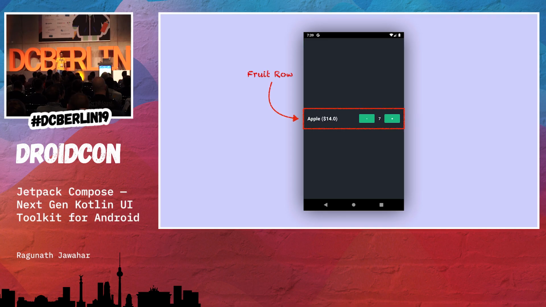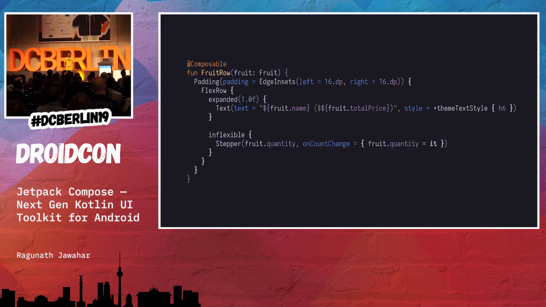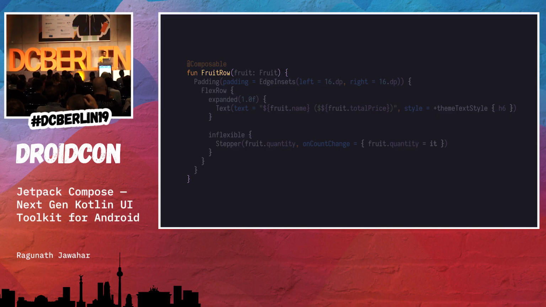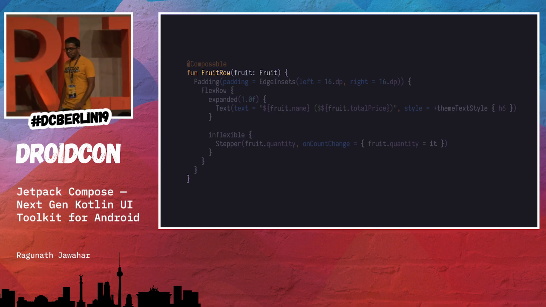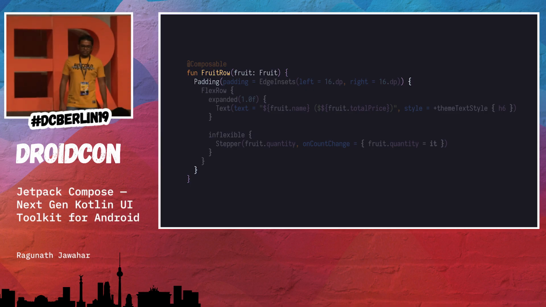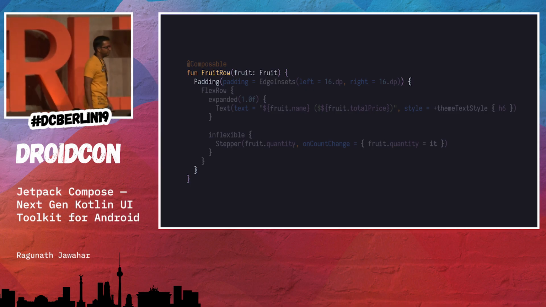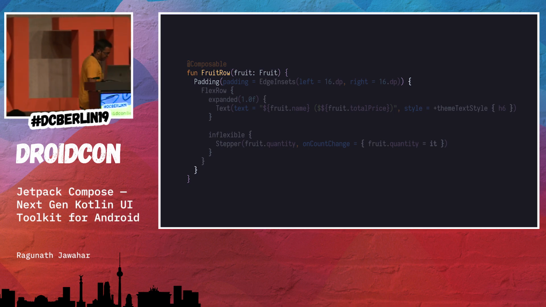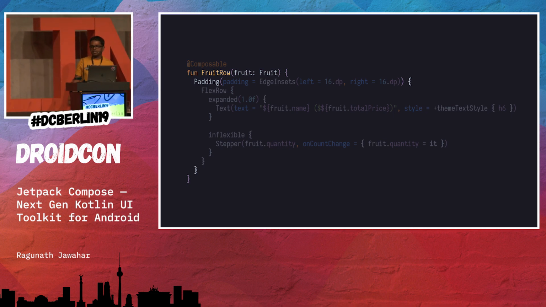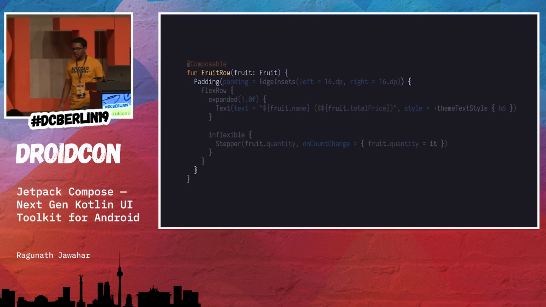The next thing that we're going to do is build out this row. The way we're going to do it is, again, define a function which says function FruitRow, which takes in a fruit itself. And inside the fruit, we have something called padding. And when we specify a padding, we are actually using composition over inheritance.